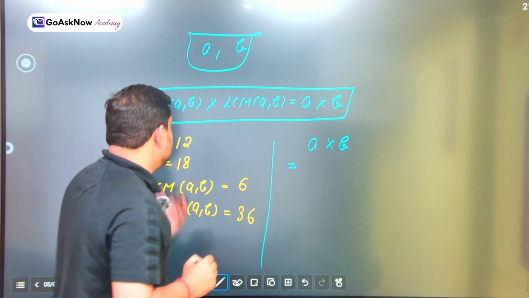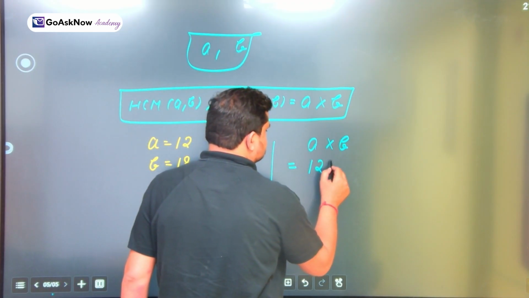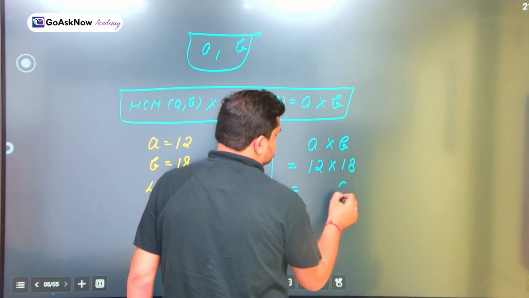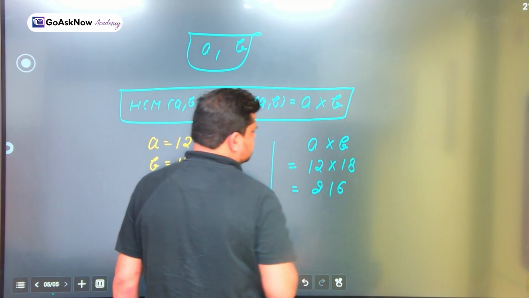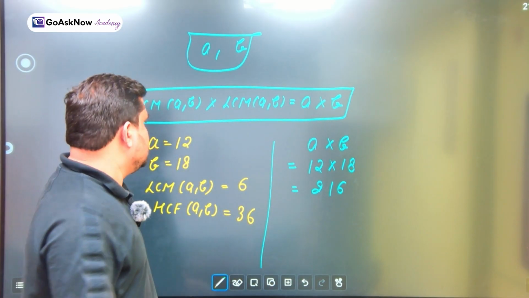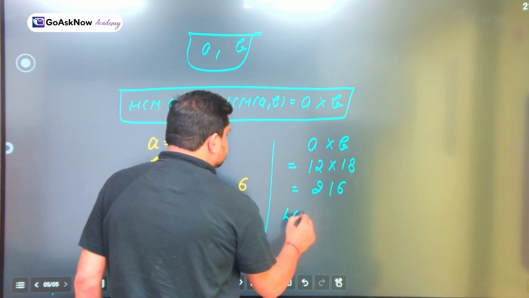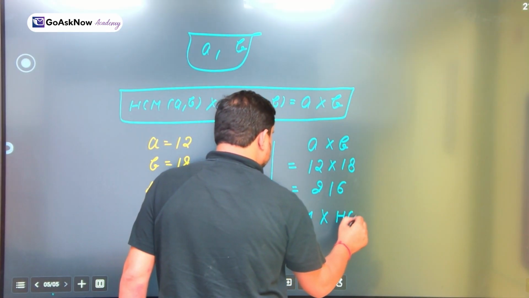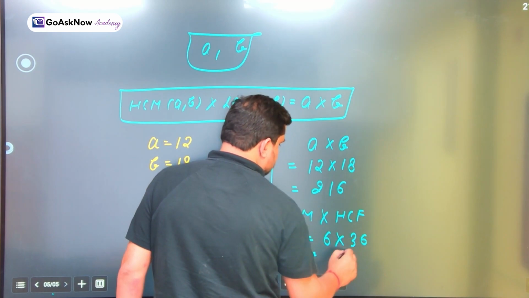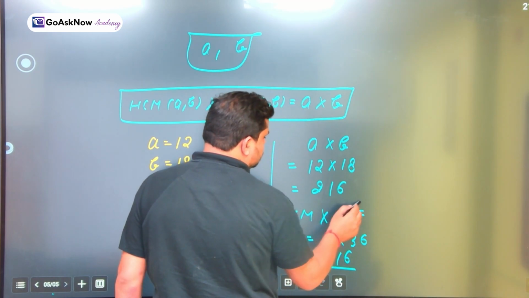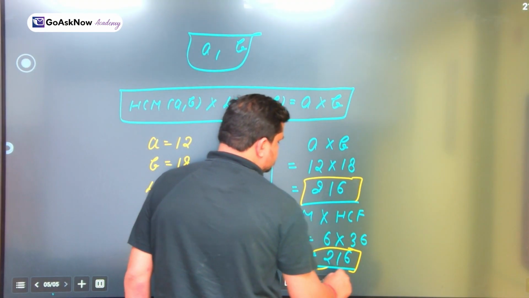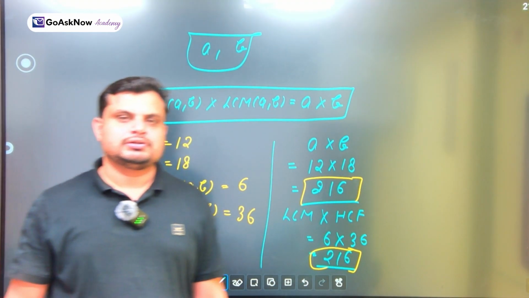this is equal to 12 into 18. And 12 into 18, that is 216. Okay, so this is A cross B. Now, LCM into HCF, that is 6 into 36. So on both sides you can see here also 216 and here also 216.